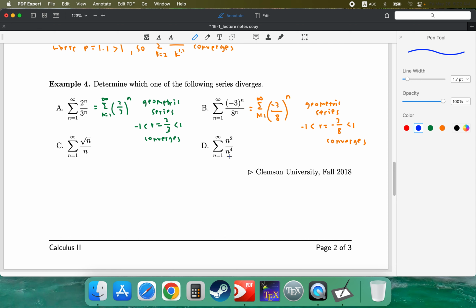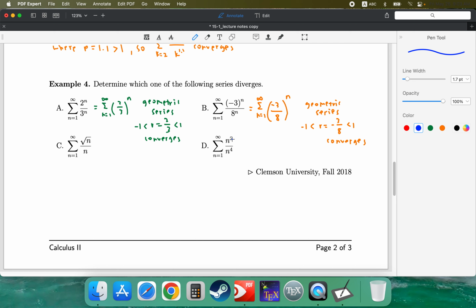Now let's take a look at D. What kind of series is this? So notice that right here you can see that this is 2 to the n over 3 to the n. The bases are fixed. The powers are changing, right? Because n equals 1, you have a power of 1. N equals 2, you have a power of 2. N equals 3, you have a power of 3. Okay, so that will make this a geometric series.